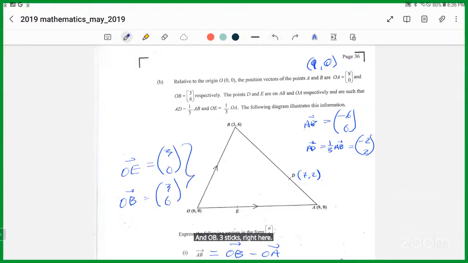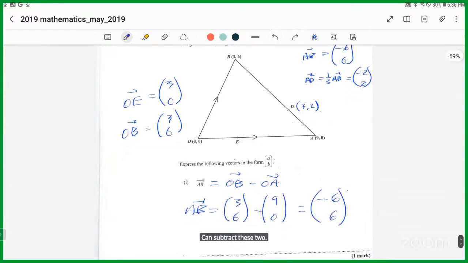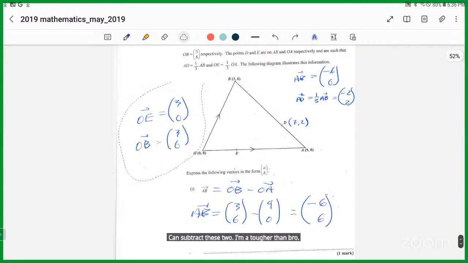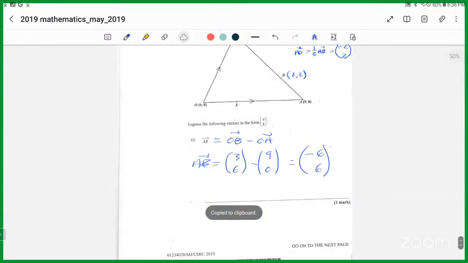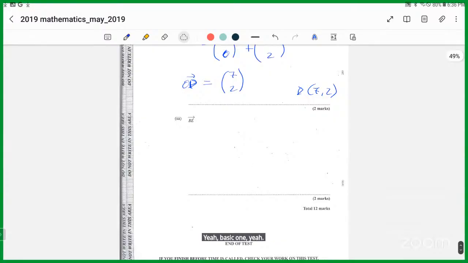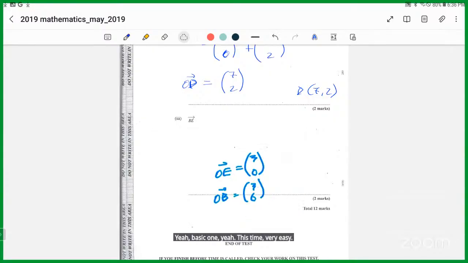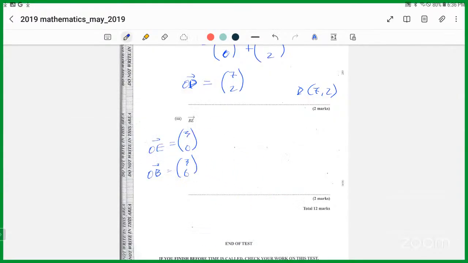You can subtract these two. Let me copy them down. It's just 0, negative 6 is the answer from the diagram. So this question is very easy. This vector is OE minus OB, using O times the last minus O times the first.